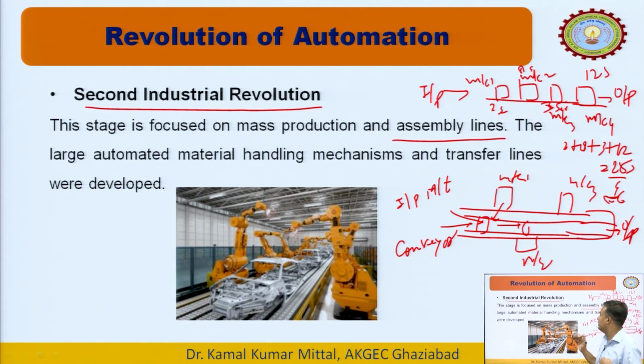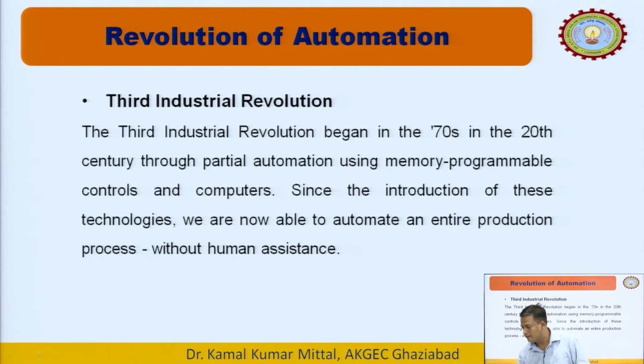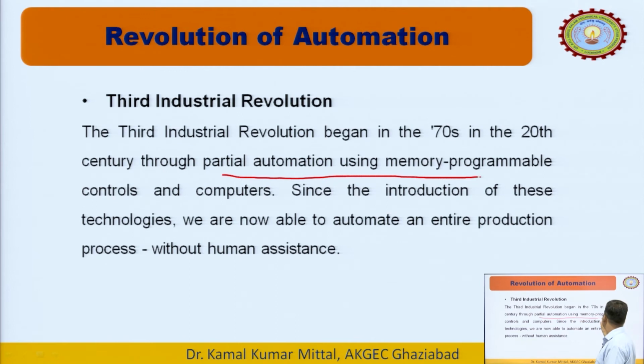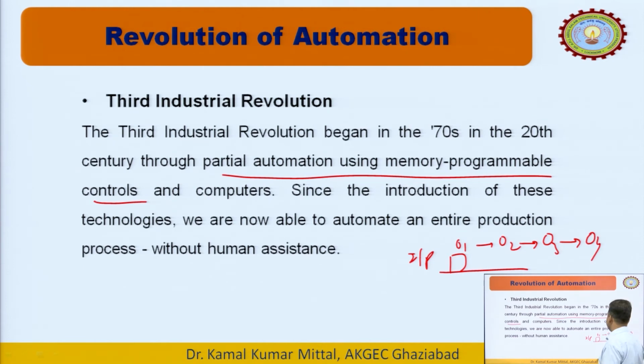So this is about the second industrial revolution. Then the third industrial revolution. The third industrial revolution began in the 70s in the 20th century through partial automation using memory programmable controls. Means we are using computer systems, some software that stores the program for one set of instructions. Suppose we have input material here and O1 operation, then O2 operation, then O3, then O4 operation. This is a sequence for making one job.